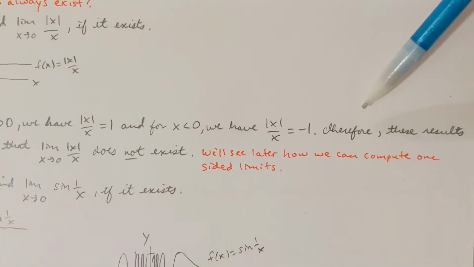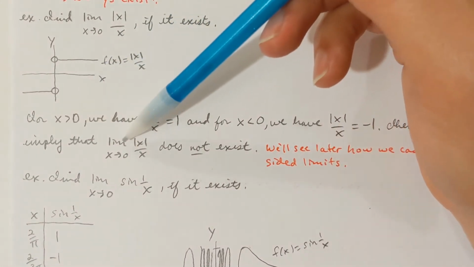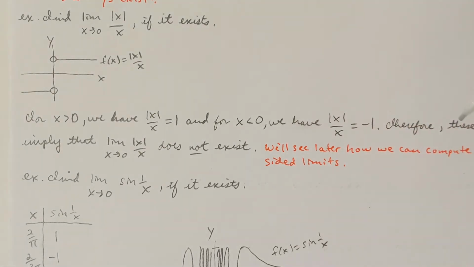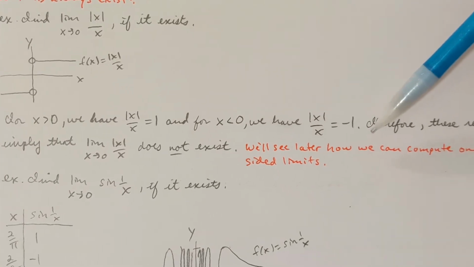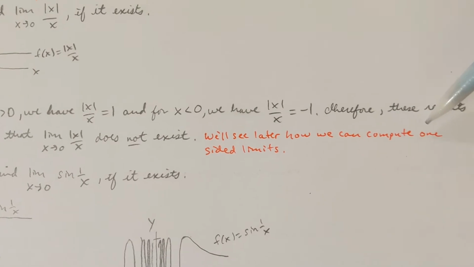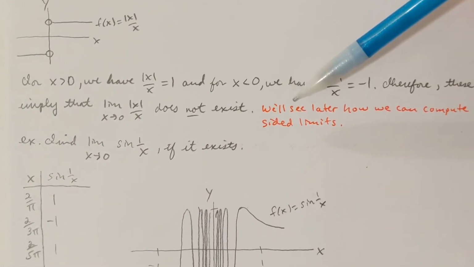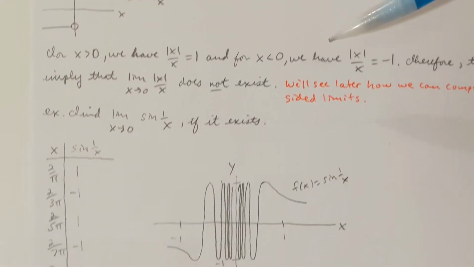These results imply that the limit as x approaches 0 of the absolute value of x over x does not exist. In order for a limit to exist, you have to be approaching the same y value on either side of x. Now, we're going to see later the idea of one-sided limits. We'll talk about that later in this section, actually. This limit would not exist.